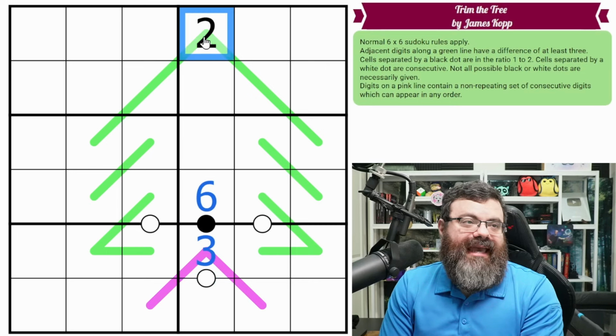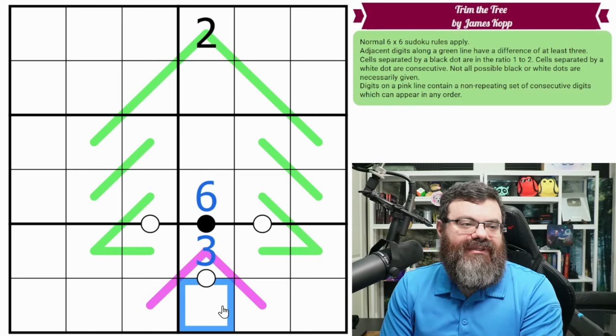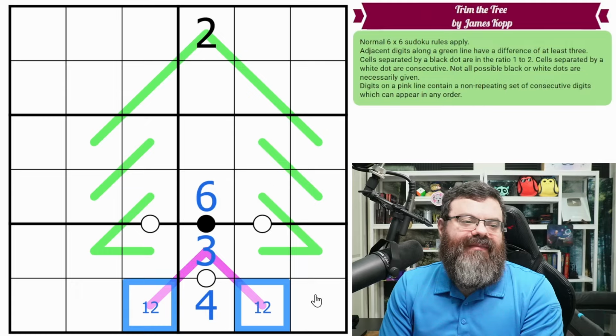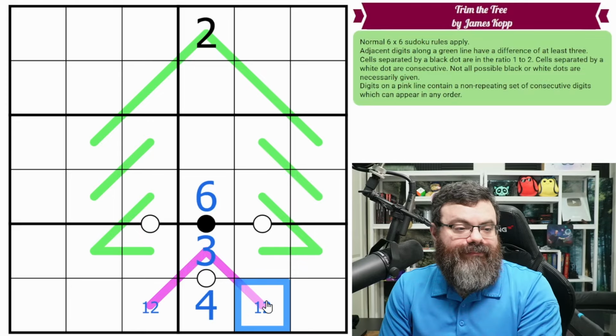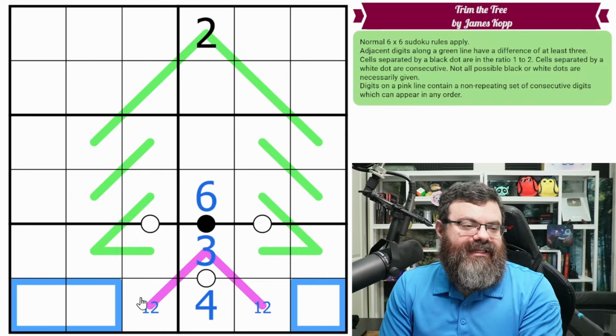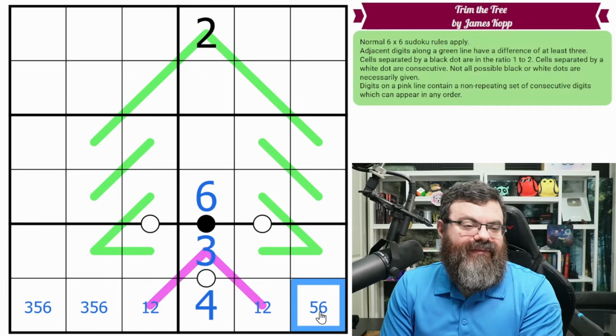Now, next to the 3, we can't put the 2 because the 2's already in the column. So this needs to be a 4. Then that makes this a 1, 2 pair on the renban, because we can't put 4 on the renban, so we can't do 3, 4, 5 or 2, 3, 4. So we have to do 1, 2, 3. All right, well, that's quite nice. We can fill out this as 3, 5, 6. That's not a 3.